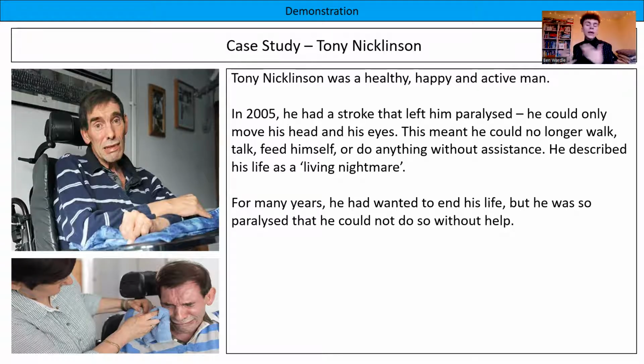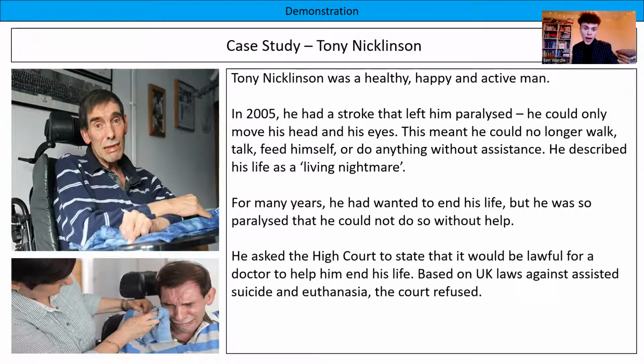And as I say, we can empathize with him. He could not put up with this any longer. He said his life was a living nightmare, but it was such a living nightmare that he could not even end his life when he wanted to, because, as they say, he could only move his head and his eyes. So again, he couldn't talk, so he's in a position here where he's wanting to end his life, but he's so paralyzed that he could not do so without help.